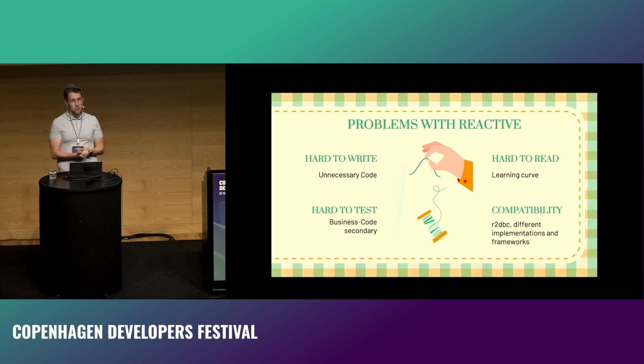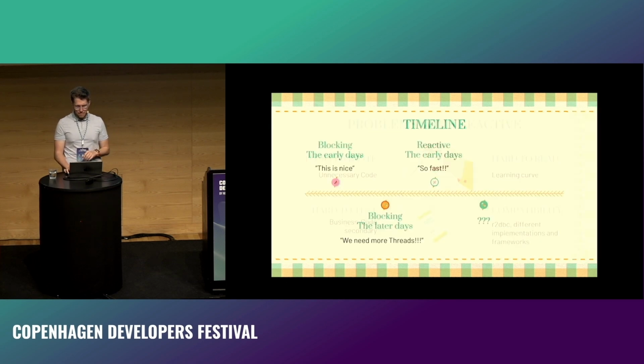And last but not least, it's also the compatibility. When you need to have reactivity from the first part until the database to really keep this in a reactive flow, you need to have R2DBC connections. You also have different frameworks, different implementations you need to use. So it's really hard, in my opinion.